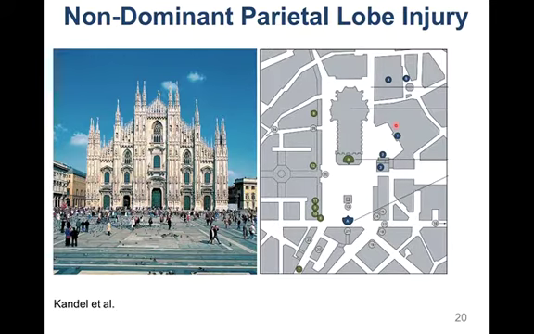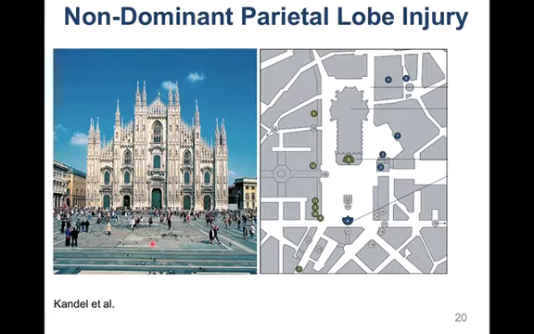So non-dominant, or usually right parietal lobe injury might look like this. This is a cathedral in Florence. Something tells me there's probably not quite as many people milling around this particular cathedral in Florence at present. But in any case, let's imagine that we were at this cathedral, and I gave you this map shown over here on the right. And on the map, you have all these numbered or lettered points. If I were to ask you to use this map to tell me what vantage point this picture was taken from, take a quick look at the map and tell me where the person was standing.